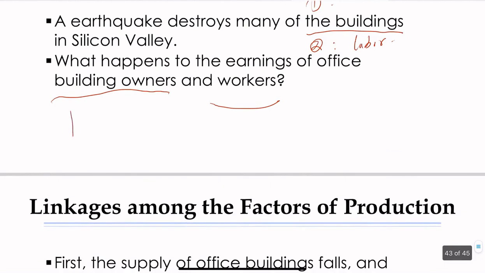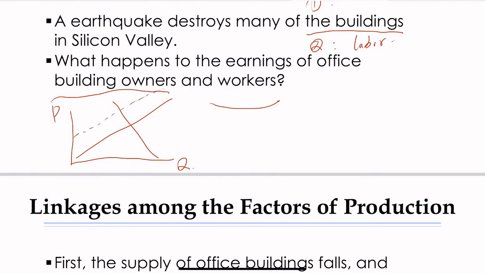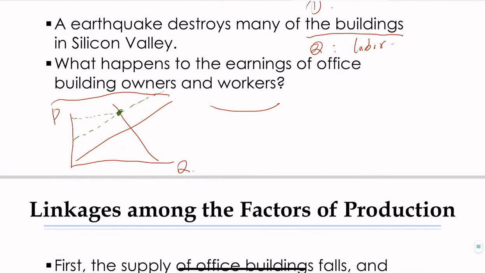You can see this quite easily. So let's say this is the market of office buildings, right? And you can see that the supply will decrease because the earthquake has destroyed a lot of office buildings. In this case, we will get to the new equilibrium point. And you can see that this new equilibrium point has a higher price, which means the rental price for office buildings will be higher.